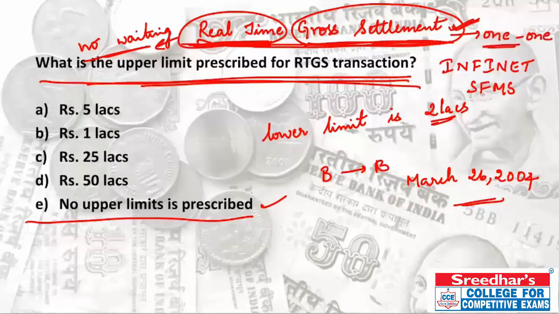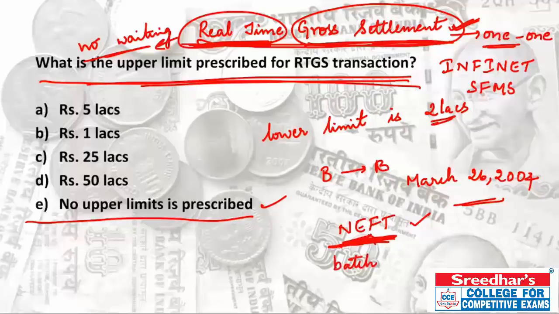As we are discussing RTGS, we also need to look into NEFT, National Electronic Funds Transfer. NEFT is also like an RTGS, but NEFT has some other conditions. In NEFT, the beneficiary gets the credit on the same day or on the next day, depending on the time of settlement. Unlike RTGS, this does not work on gross settlement. NEFT is a batch based system.